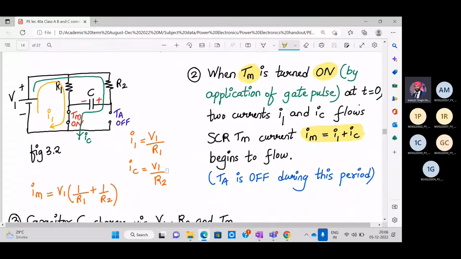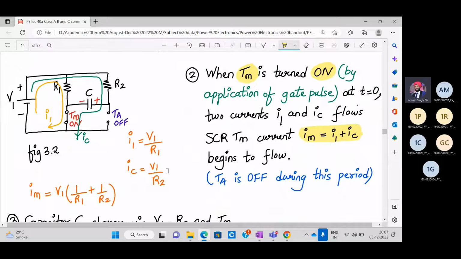So are all of you ready for understanding the working of this? Okay, let's start. So let's trigger T1 on. So T1 is on, right, by application of gate pulse at t equal to 0. So there are two currents flowing now.